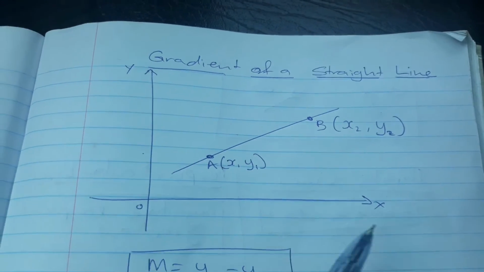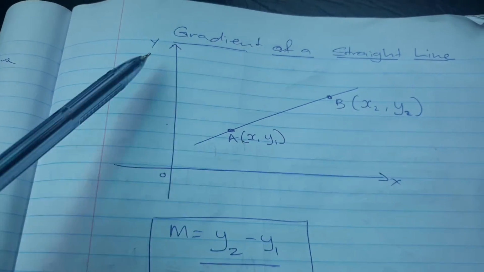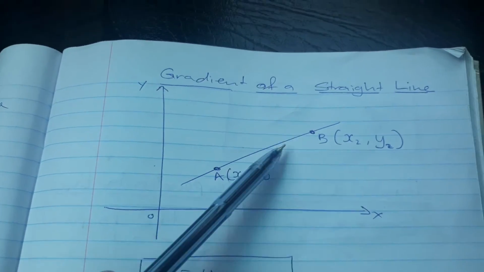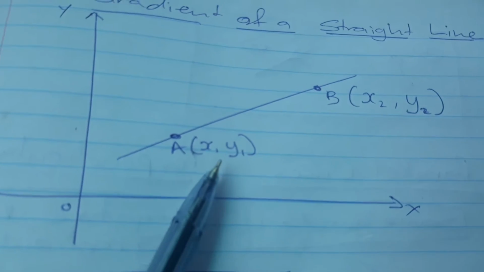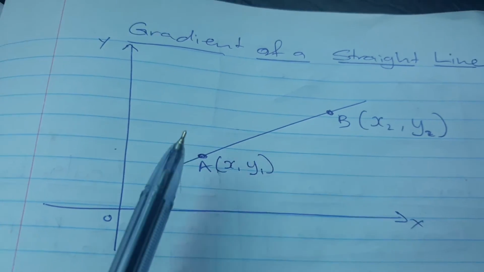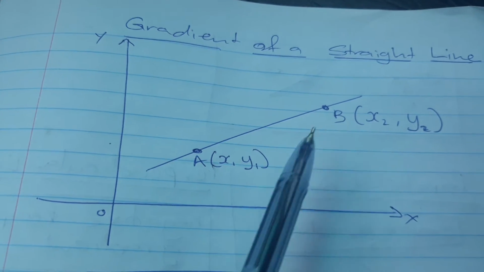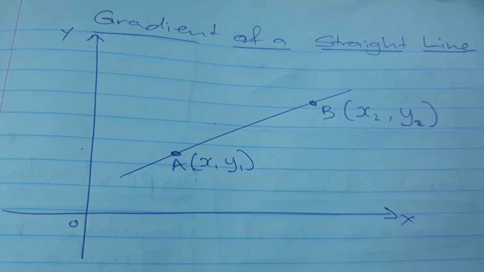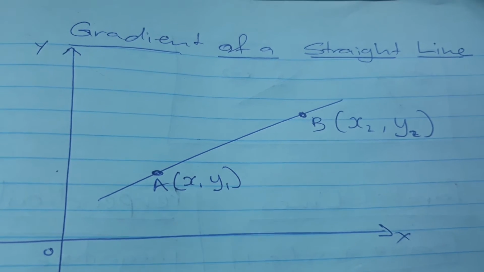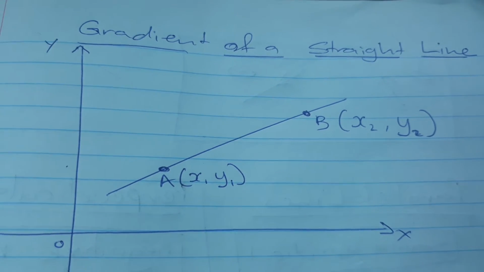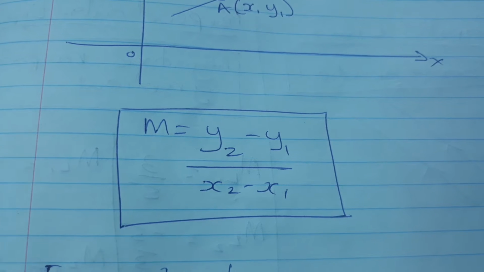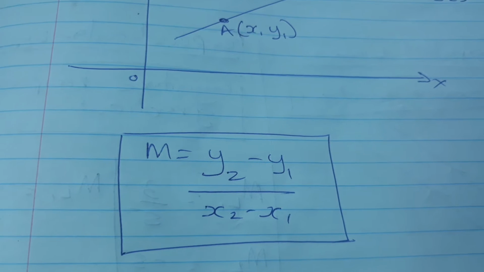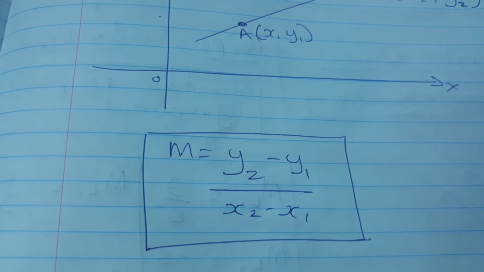Okay, if we draw a straight line on our x and y plane, that's my x and y axis, it's called Cartesian plane. So if I'm drawing a straight line, let's say this is my straight line AB, and I label it with 2 points, point A and point B. Point A has a coordinate of x1, y1, and point B, we will label the coordinate as x2, y2. Okay, the formula for finding the gradient of a line is m is equal to y2 minus y1 divided by x2 minus x1.